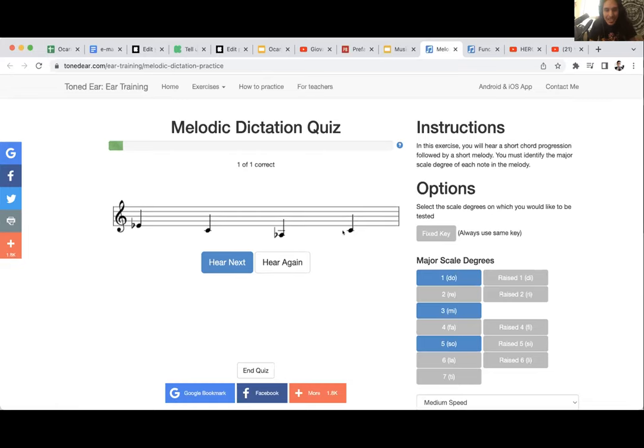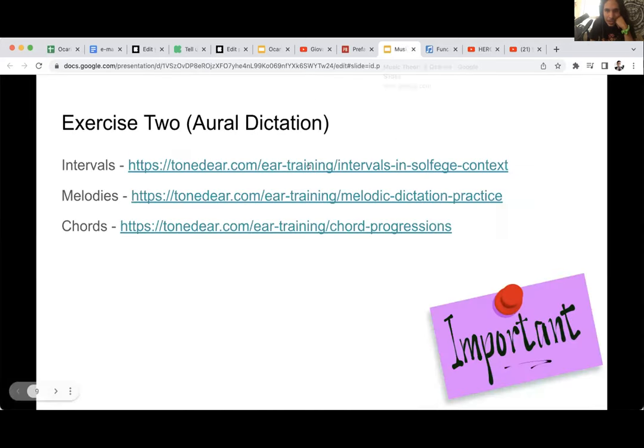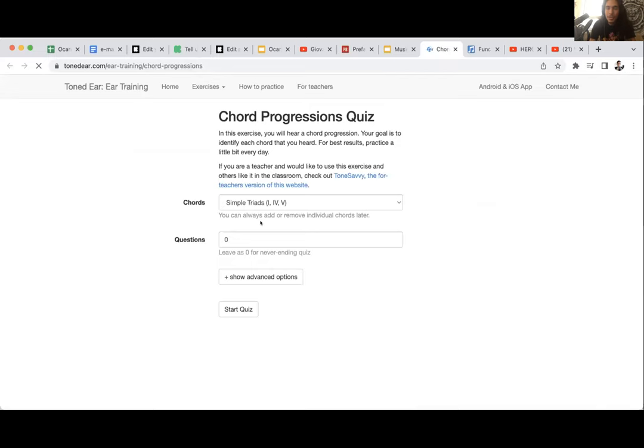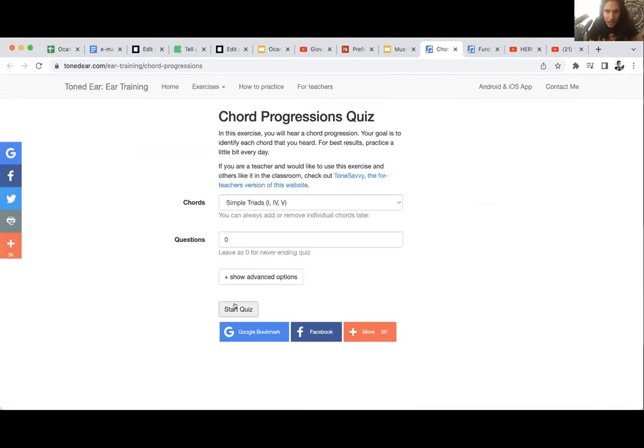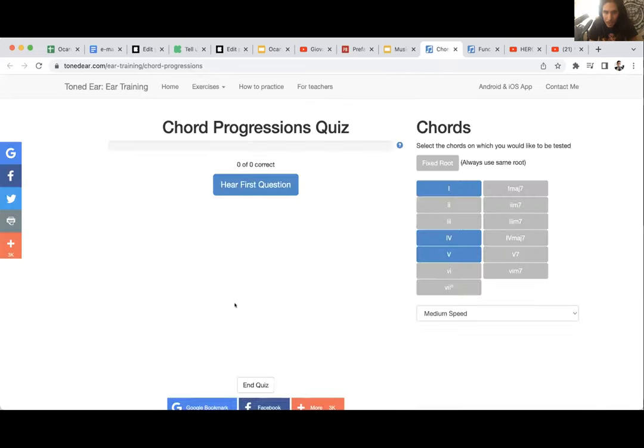Anyway, yeah, that's melodic dictation right there. The next part of this is going to be chords. So here's how you can kind of be able to tell simple chord progressions.